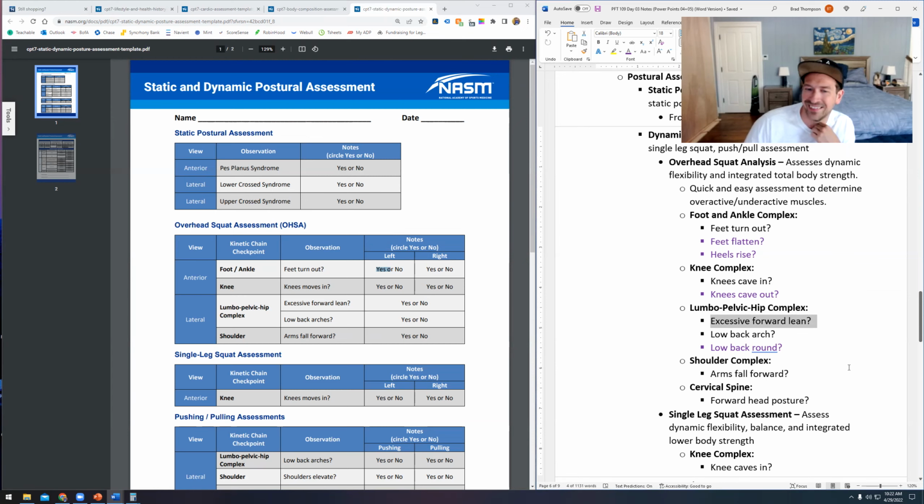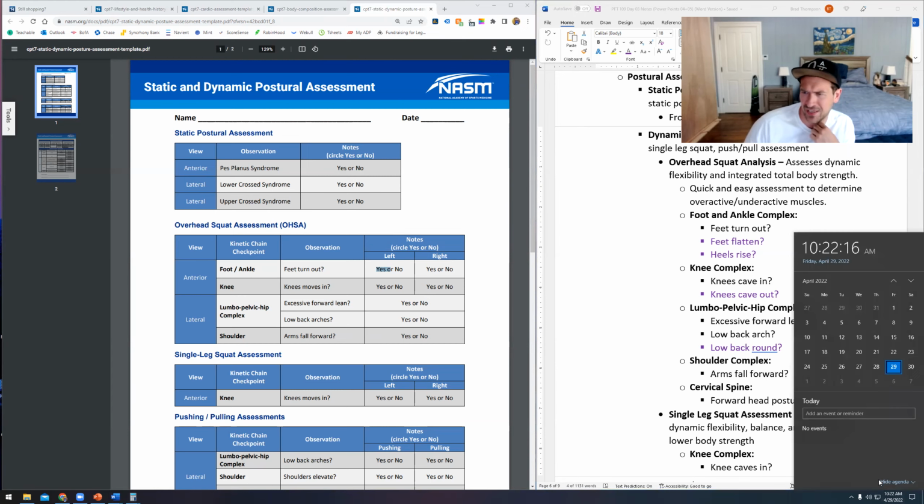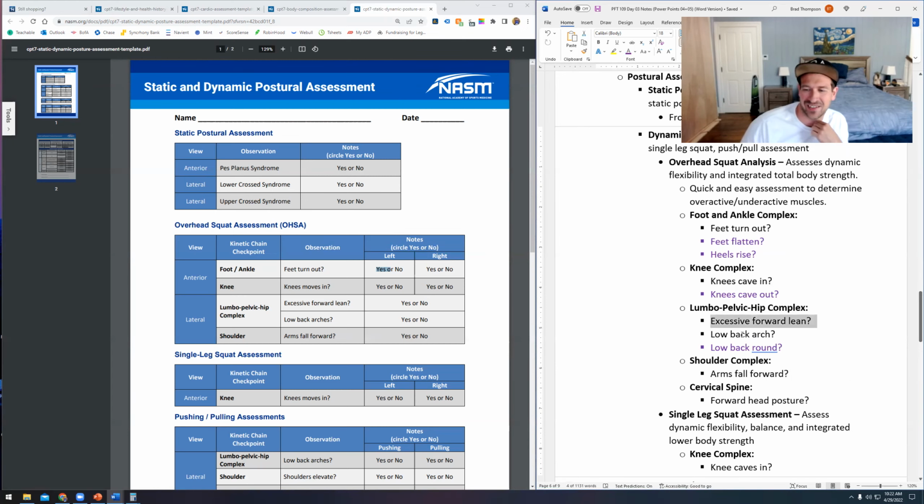This week. Those are the ones we talked about on, when do we meet? Tuesday? Those are the 3 we looked at on Tuesday. When we meet next week, we're gonna be looking at low back arch, arms fall forward, and forward head posture, right? So those are sort of the big ones that we'll see there. And they're gonna mean certain things.